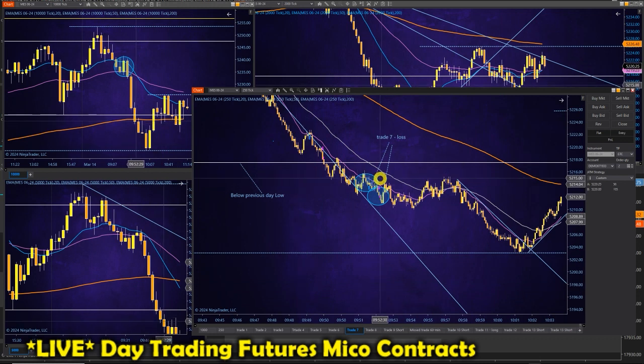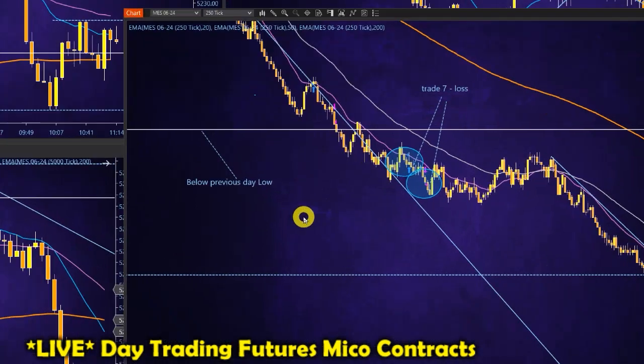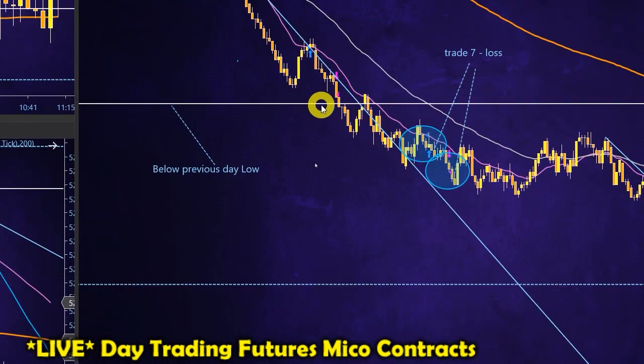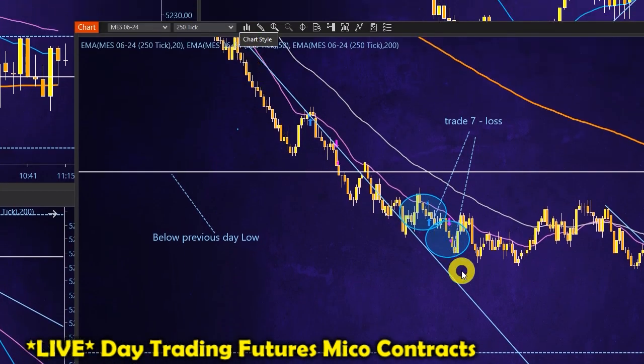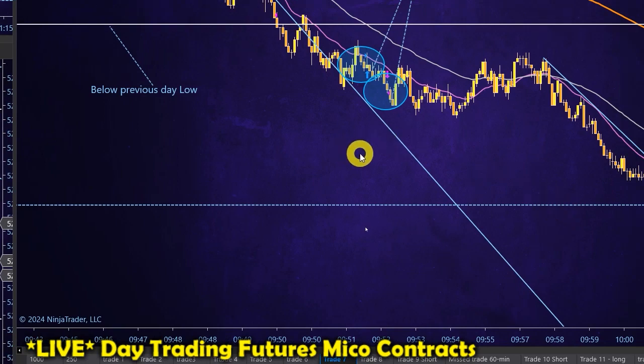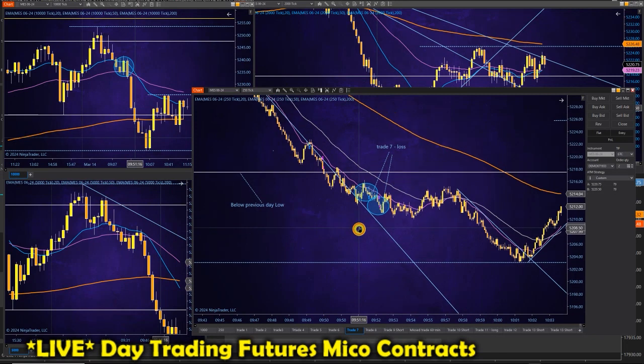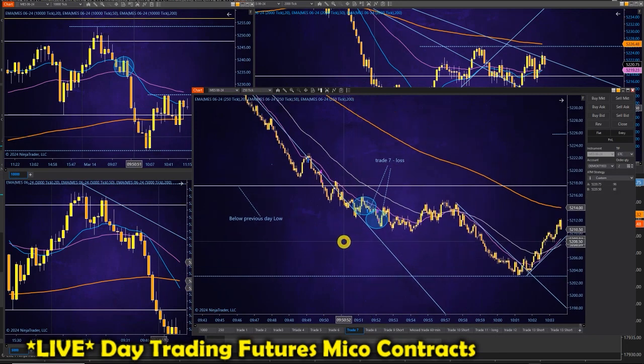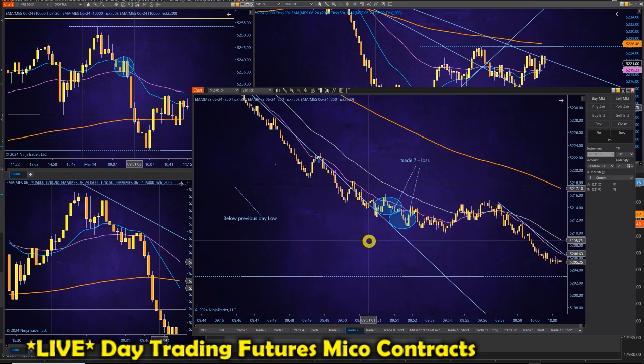Trade 7 again. Let's take a look at that. Now this was an incredibly bad trade because now we're below previous day's low. See this line? Trade 6 was right above. Trade 7 was right below. I tried to go long. Bad idea. Bad idea.